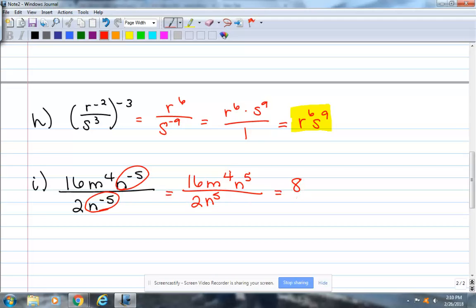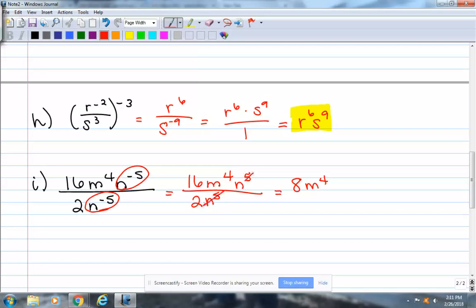Now the m don't have any like bases, does it? No, so you can leave it m to the 4th on top. That's not going to change. What about these two? Same base, and they're divided, one's on top of each other. So what do you do when we divide two things with the same base? Subtract. What's 5 minus 5? 0. What's anything raised to the 0 power equal? 1.